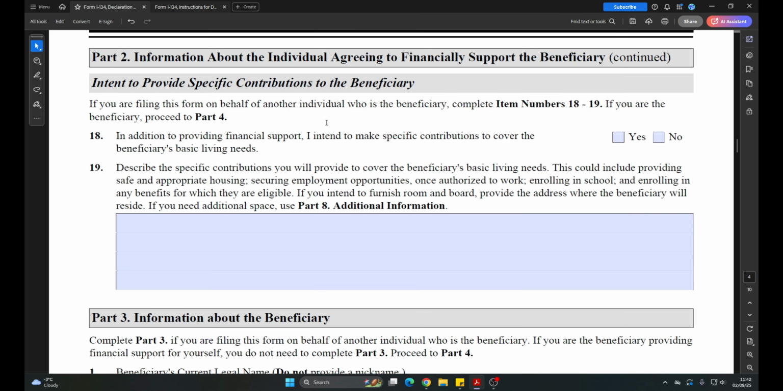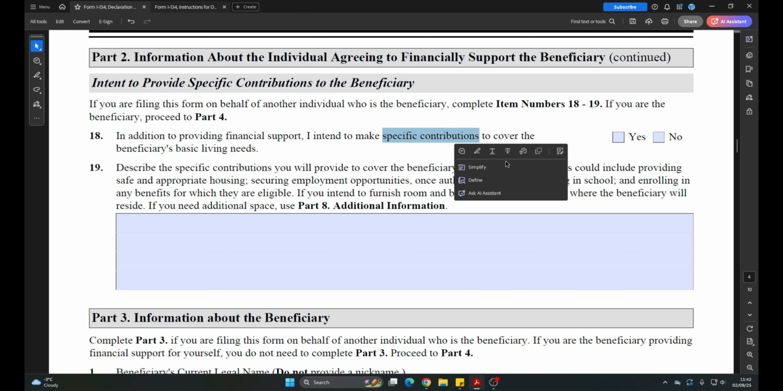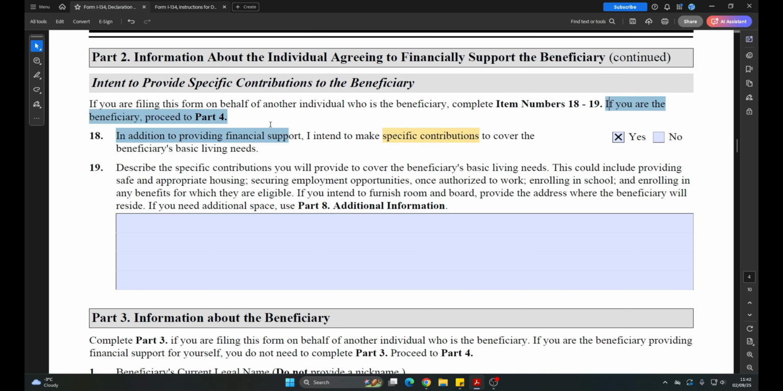Next, you need to answer what other specific contributions you're going to make for the beneficiary to cover their basic living needs. You can either answer yes or no. For fiancé visa cases, you're most likely going to answer yes. And if you are filling out this form for yourself, you do not have to answer these questions. You can skip to part 4.